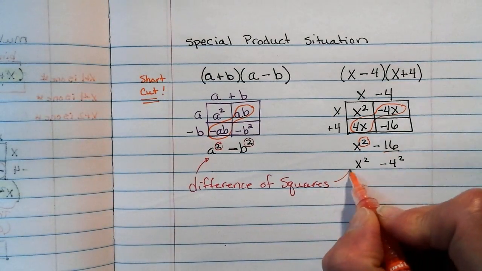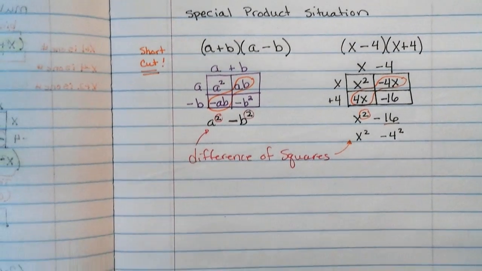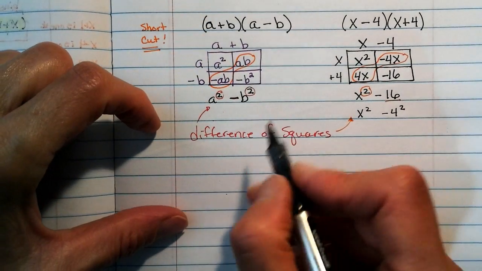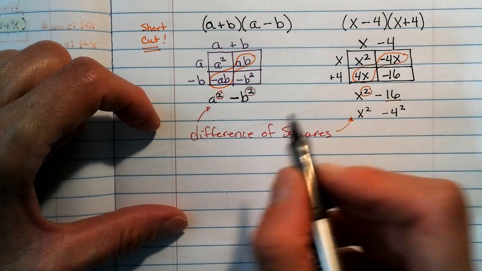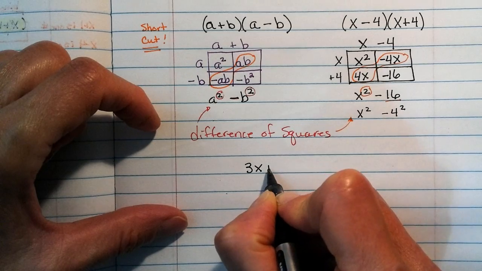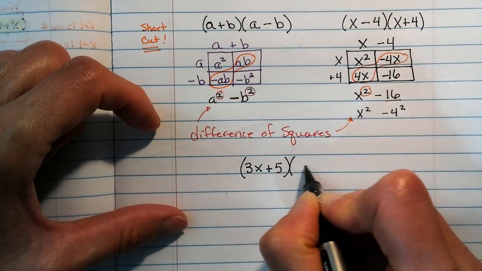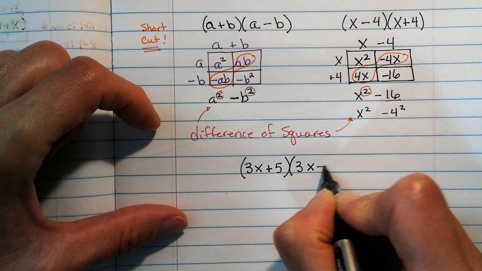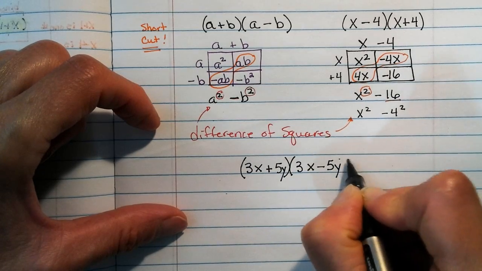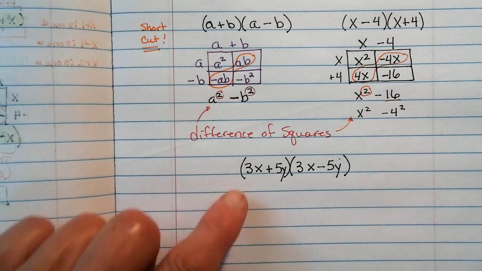So that's a very special pattern. So let's do one with the shortcut. Again, you can only do it if it has this pattern. I can't stress that enough. So let's do something really crazy. Let's do something like 3x plus 5y times 3x minus 5y. Oh, let's even put a y in there. Let's make it really crazy. Okay? So let's see. Does it follow the pattern?